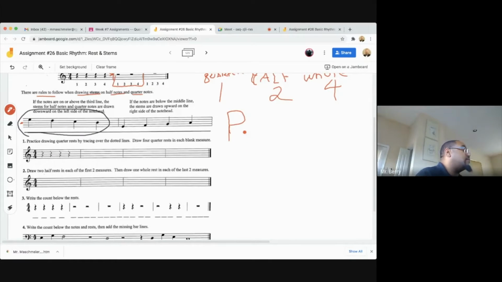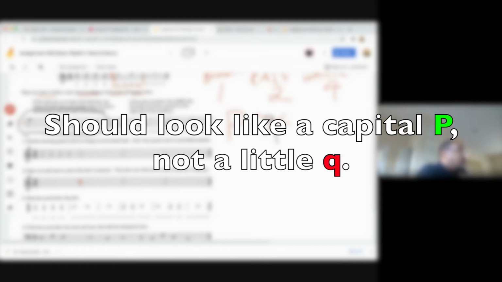So I'm saying this, guys, whenever you are drawing your stems or your notes and you're drawing the stems downward, it should look like the letter P. Now, if it looks like the letter Q, you have drawn the stem on the wrong side of the note head. So it should not look like a Q, it should look like a P.